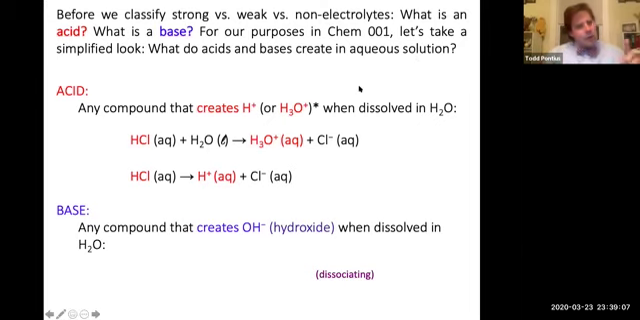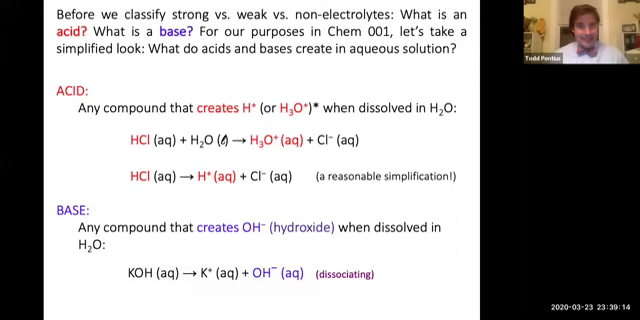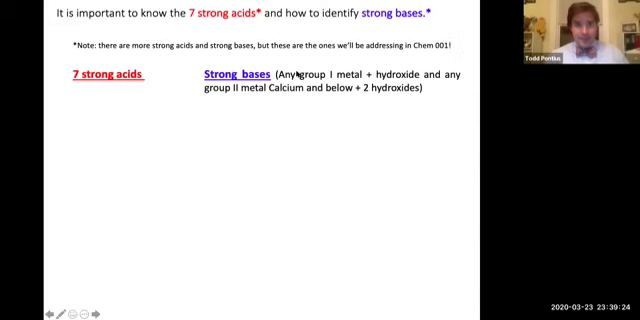Bases, on the other hand, their calling card is a thing called hydroxide, OH minus. An example of that is potassium hydroxide, KOH. KOH will dissolve readily in water. In fact, it is a salt, and it'll turn into K plus and OH minus. So now let's get to it.